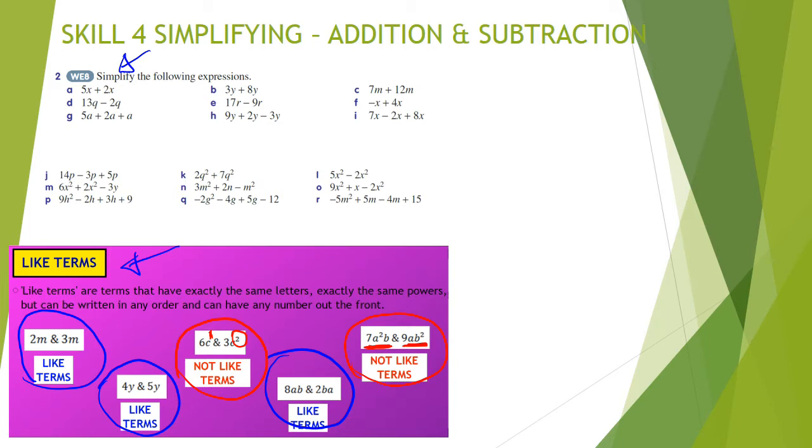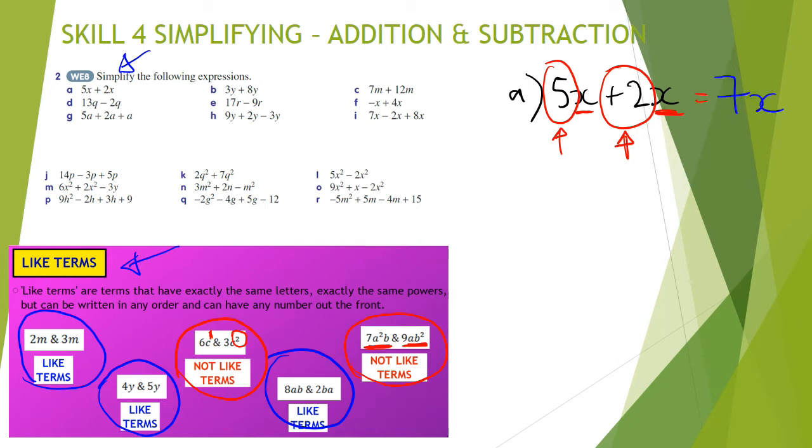If we go to simplify some of these expressions, we'll start with A. We write 5x plus 2x. We look for like terms. So here we've got the letter x and again we've got the letter x. Now that we know that they're like terms, we focus on the coefficients out the front. So really what I'm looking at is the numbers 5 plus 2. 5 plus 2 gives me 7, and then I put the letter in afterwards. 7x is my final answer.